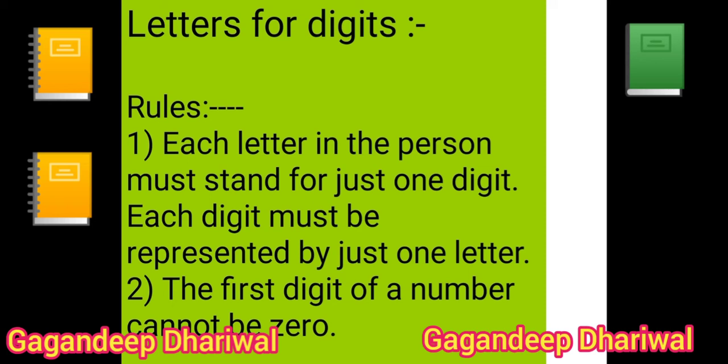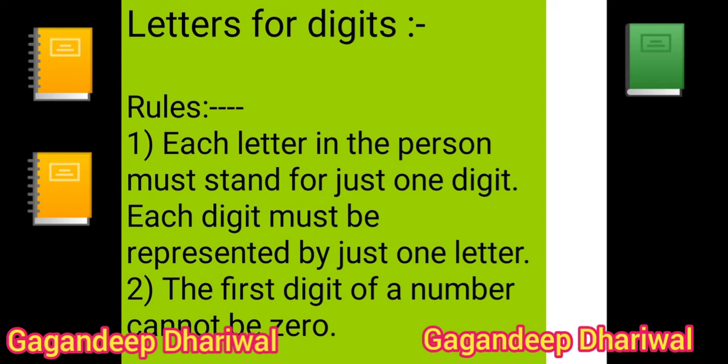Now, the next topic is letters for digits. Suppose for a digit we assume a letter. What are the rules for that? The first one is that each letter in the puzzle must stand for just one digit. It means one letter represents one digit, and each digit must be represented by just one letter. If we want to represent one digit, then we can use only one letter.